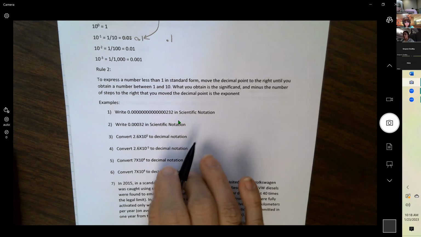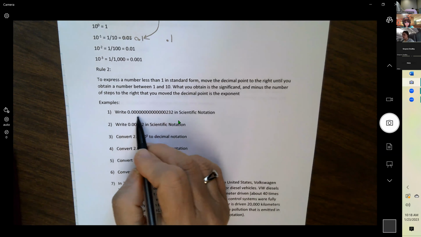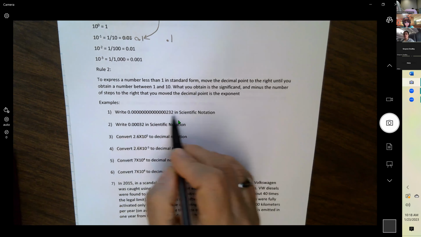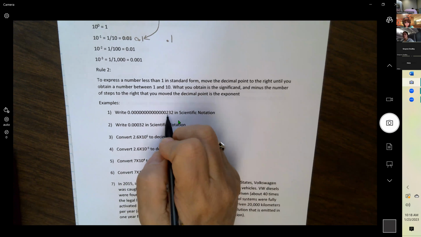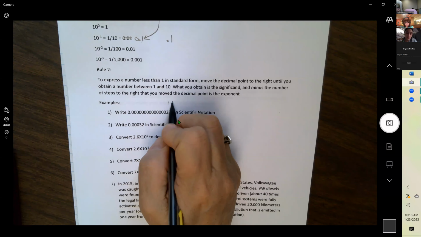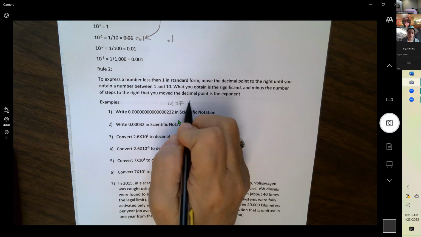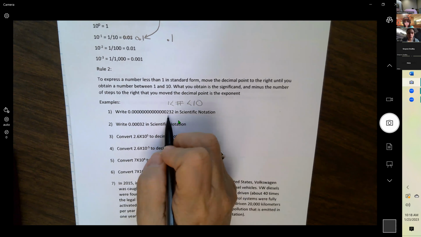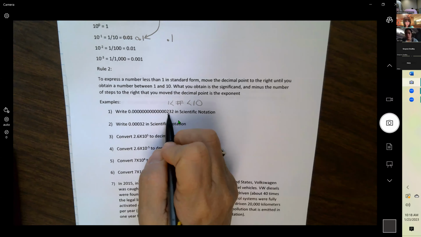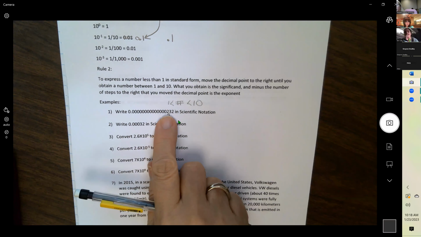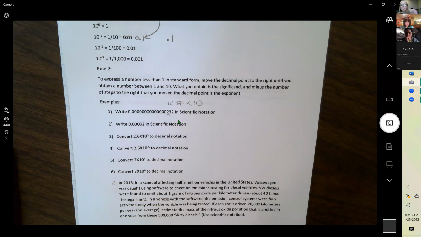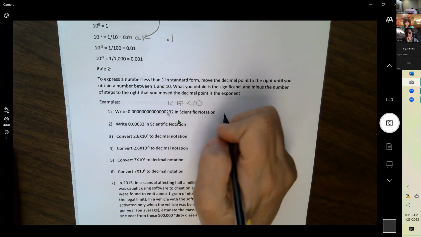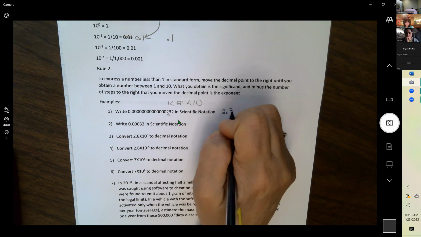So doing these is the same thing. You first see where you need to put your decimal so you have a number between 1 and 10. So here's my numbers. The only way I'm going to have a number between 1 and 10 is if I put it here between the first 2 and the 3. Anywhere else, it's not going to be between 1 and 10. So I know I need 2.32.